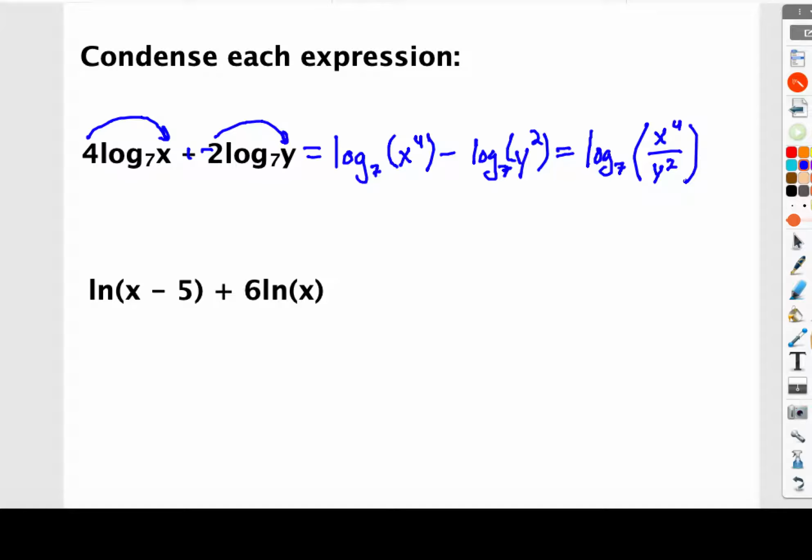Because x and y have really nothing in common. They don't have equal bases. That is going to be the best we get.